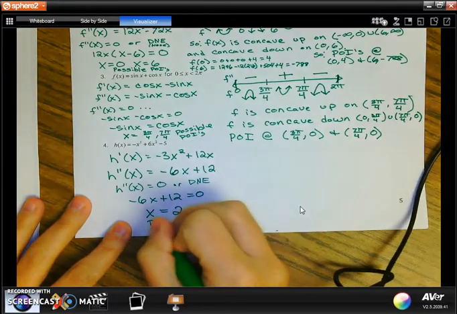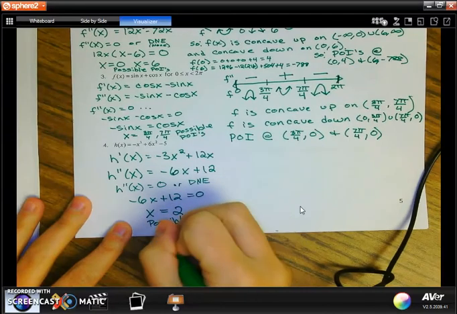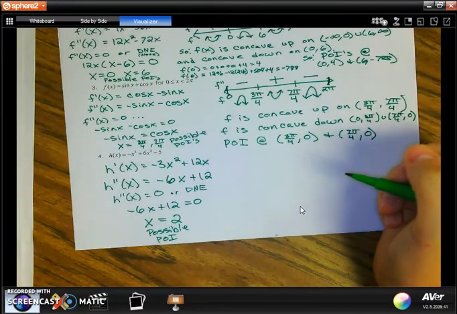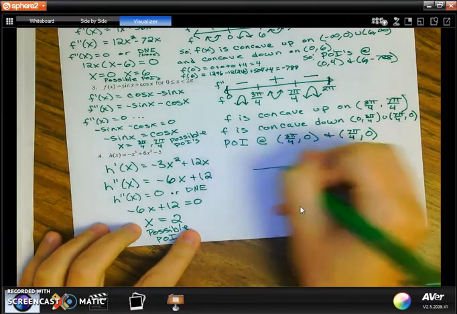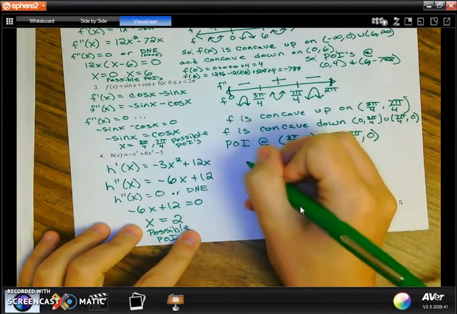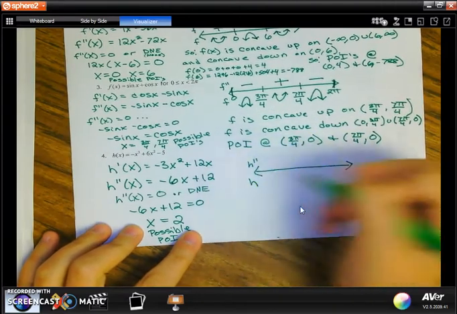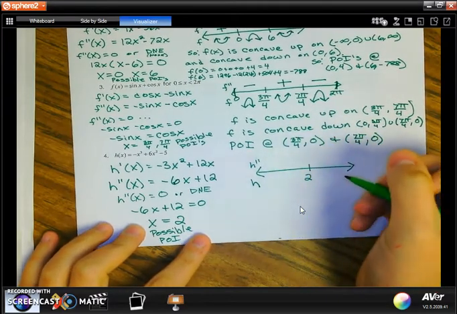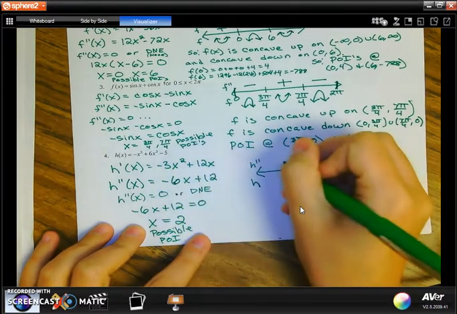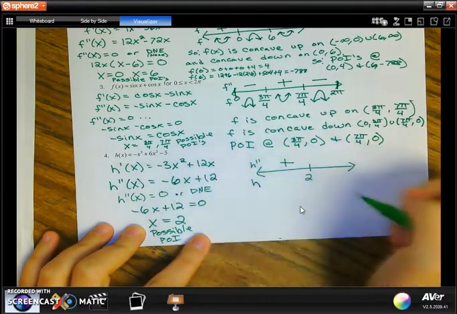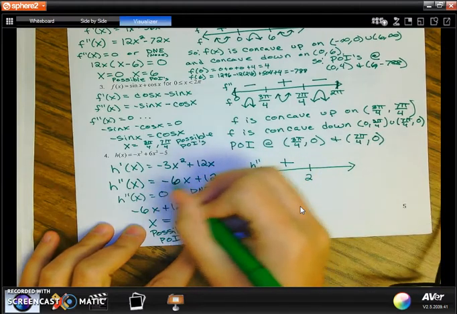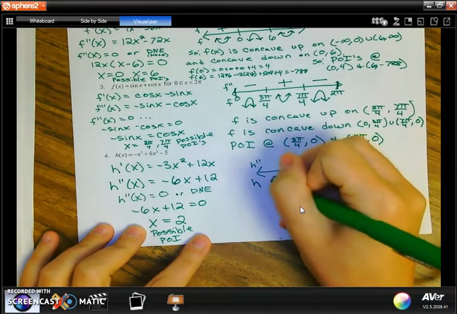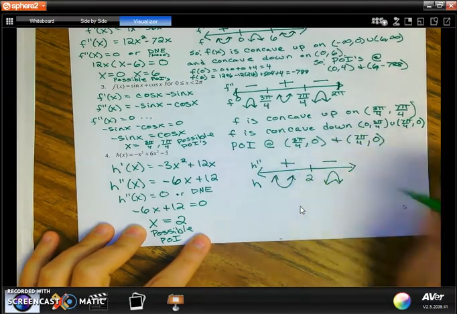So again, this is a possible x value of inflection. So it's a possible POI. To determine if it's truly one, I have to do a sign chart. So in my sign chart, I put the second derivative there, and it's going to tell me the behavior of the original. I only have one possible POI there, so I just put a 2. I plug in a number like 0 into the second derivative, and that'll give me a positive, because it'll be 0 plus 12, which is positive. Plug in a number to the right like a 3, that'll be negative 18 plus 12, which is going to be negative. So that tells me here it's concave up, and over here it'll be concave down.